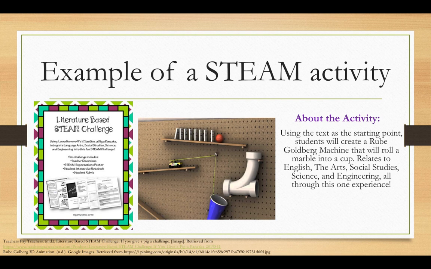This is an example of a STEAM activity found on Teachers Pay Teachers for the upper years. As you can see, this activity relates to English, the arts, social studies, and engineering. This activity allows students to use their creativity and design a Rube Goldberg machine. As a result, students become actively involved in their learning and make decisions based on their personal preferences and design choices.